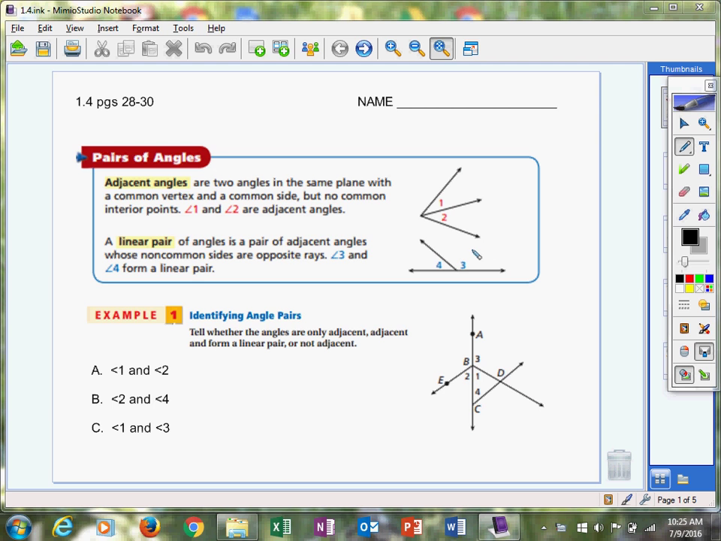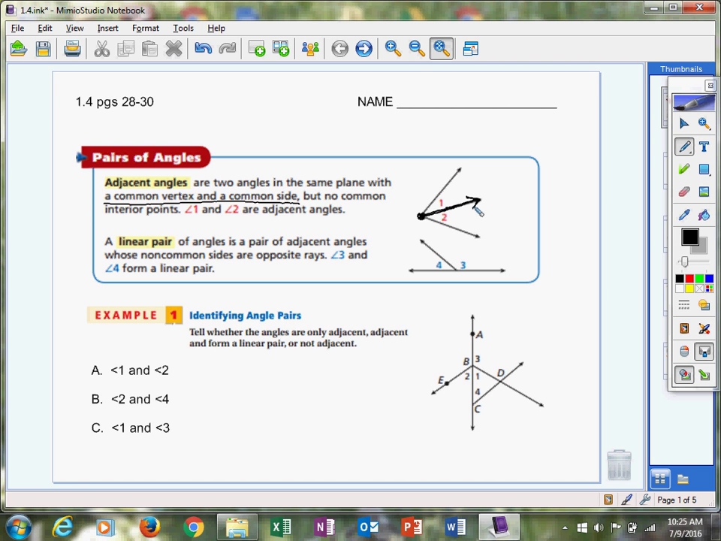We're looking for two angles in the same plane. They have both a common vertex and a common side. They don't share interior points necessarily, but they have to have a common vertex and a common side. So for this definition, you can see that angle 1 and angle 2 are adjacent. See how they share the same vertex and they share a common side. That makes these two angles adjacent.